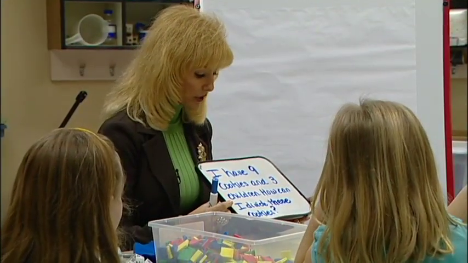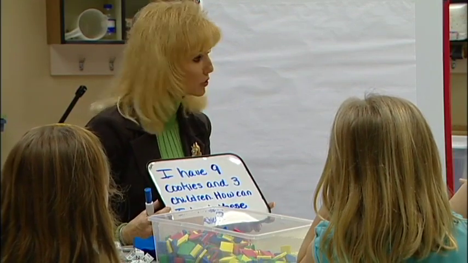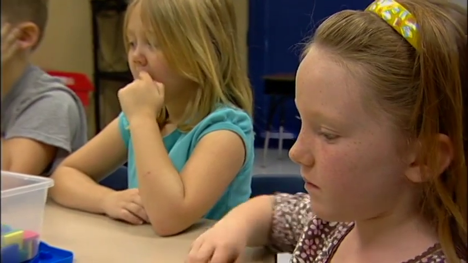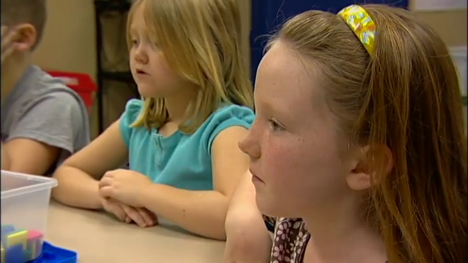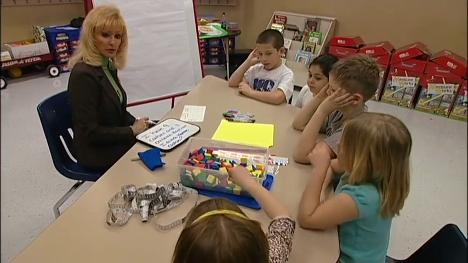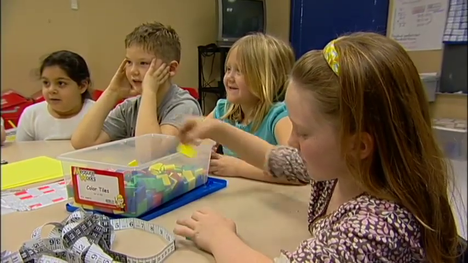I have 9 cookies and I have 3 children. How in the world can I divide these cookies? How can I divide these cookies? Do you have any ideas? If you're counting by 3s, you can divide it. I can divide it? Can you show me? Can you demonstrate that for me? These students vary widely in their grasp of the problem.